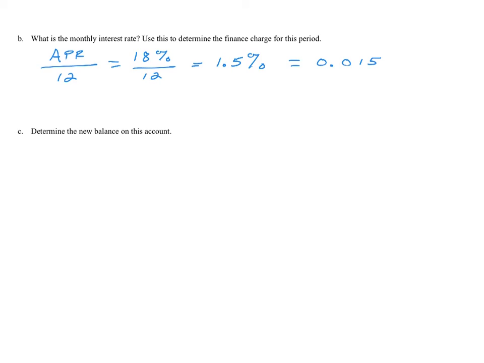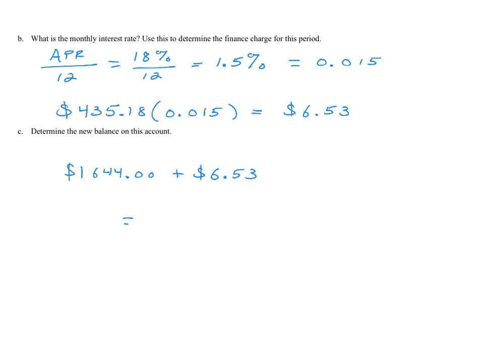All right, so what we're going to do is take our average daily balance, which was $435.18, and we're going to multiply it by 1.5%. You can do this in a calculator, and the amount we get is $6.53. So this is the amount of interest that you have to pay for carrying a balance on the card. So the last amount after the payment was made of $950 was $1,644. But then there's this interest that has to be applied as well. So the new balance on the card is the amount that was on the statement at the end of the month plus the interest that you have to pay as well. That's a total of $1,650.53.